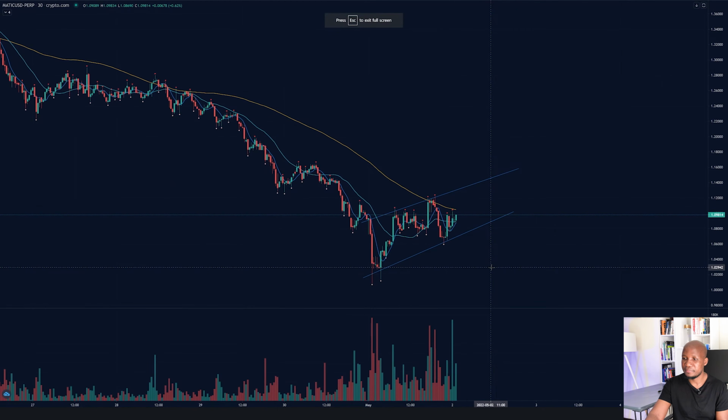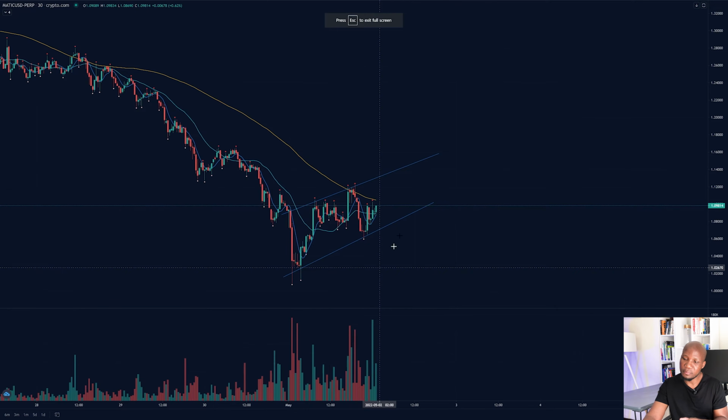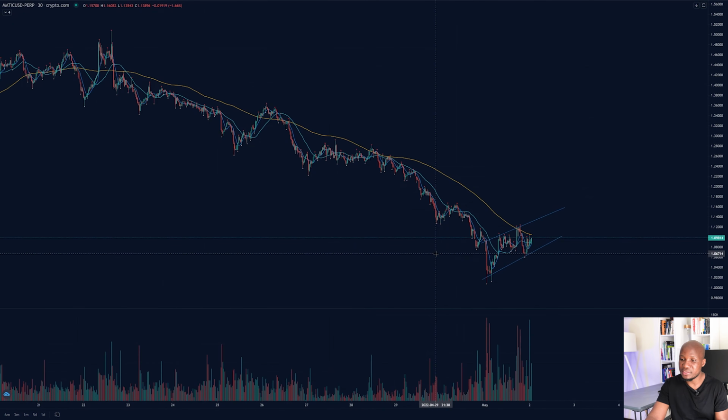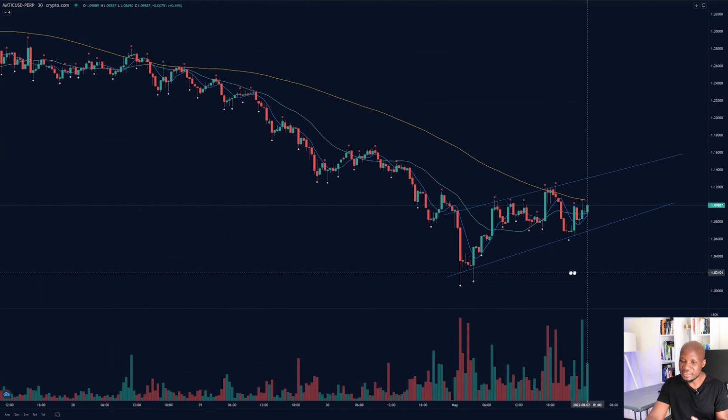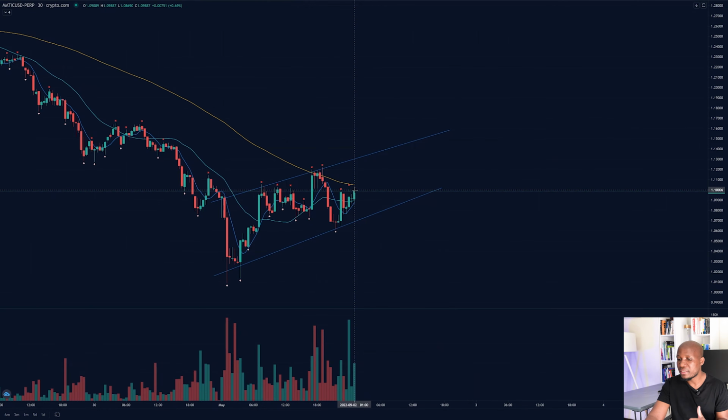Okay, let's expand this. So you can see now we are forming sort of like a channel here on a 30 minute chart, and I'm expecting the price to actually push beyond this yellow line. Remember, this yellow line is the 99 EMA, so you can always add this as a form of resistance or as a form of confirming. If the market closes above this yellow line, that means the market is a little bit bullish. But in my case, I'm hoping to close my trade once the market comes to trade above this line here or within this trend line here. So that's when I'll be looking to close my trade once we reach this trend line.